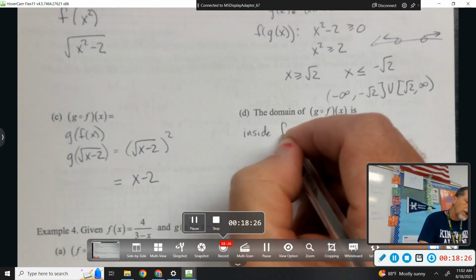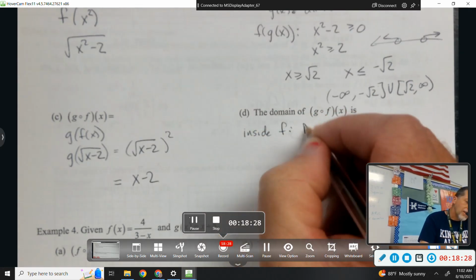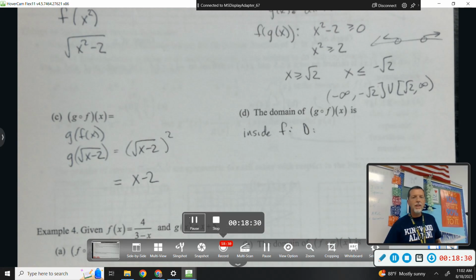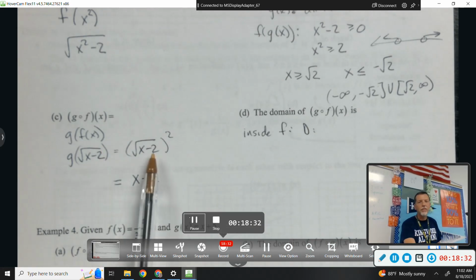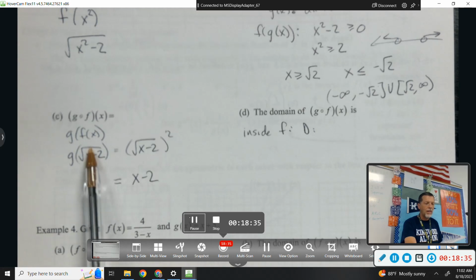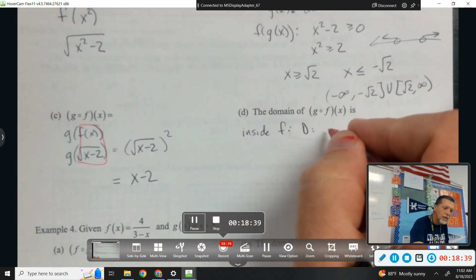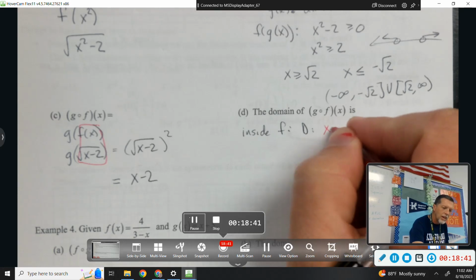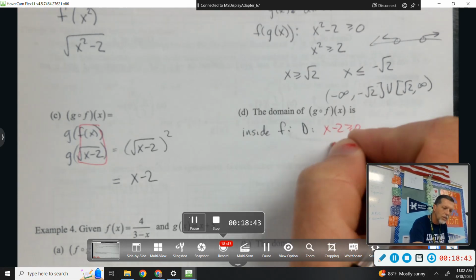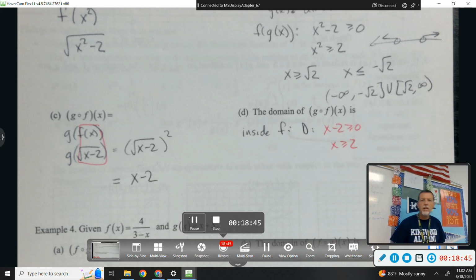Okay, so the inside is f, and that domain, let's be careful here. f is just the square root of x minus 2, so that means x minus 2 has to be greater than or equal to 0, so x has to be greater than or equal to 2.